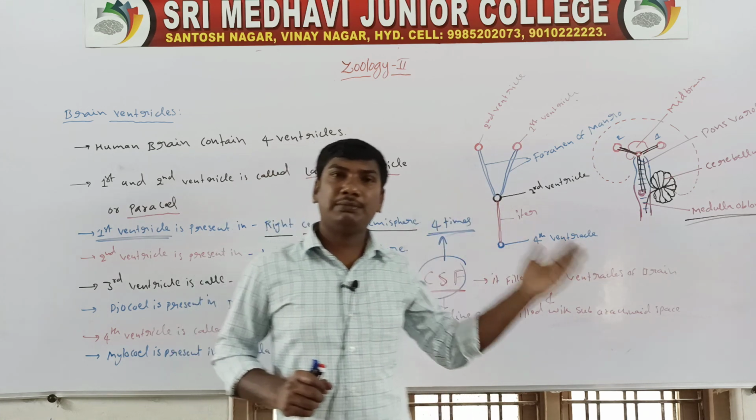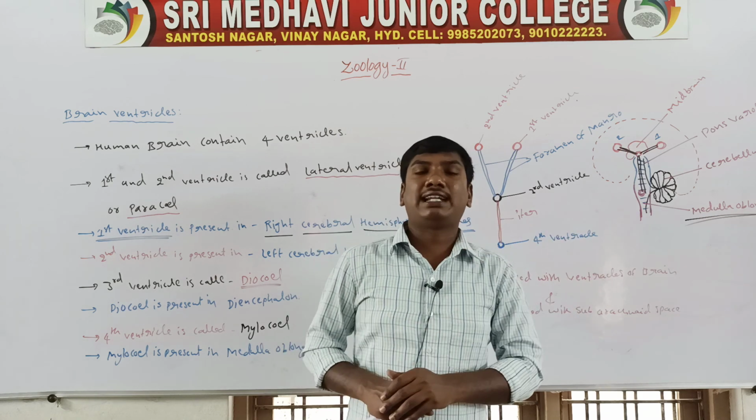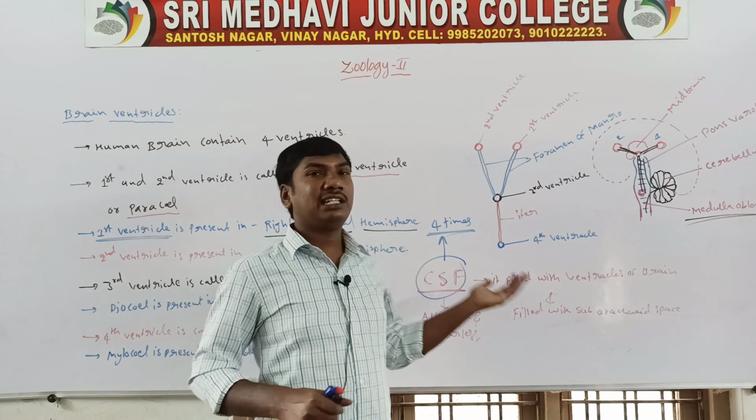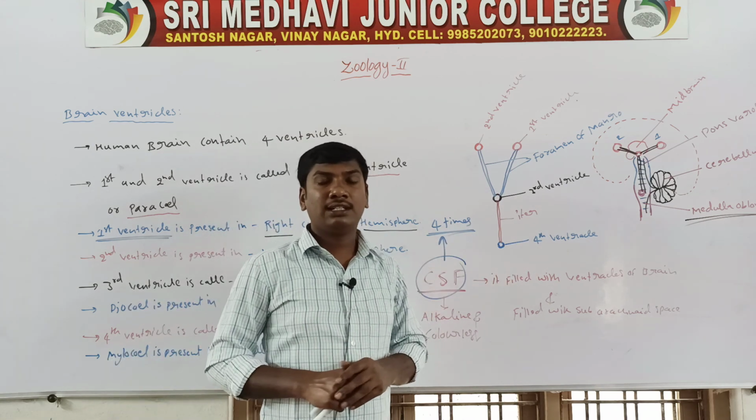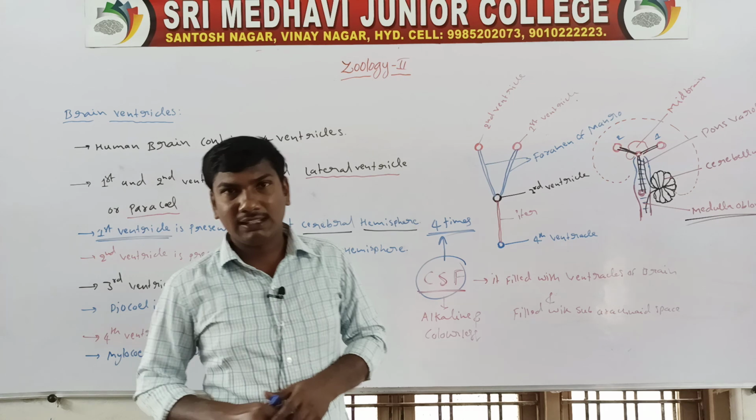Next one, ventricles of the brain: the brain contains four ventricles. Next one, cerebrospinal fluid. So this is the human brain. Next class we will discuss the spinal cord.